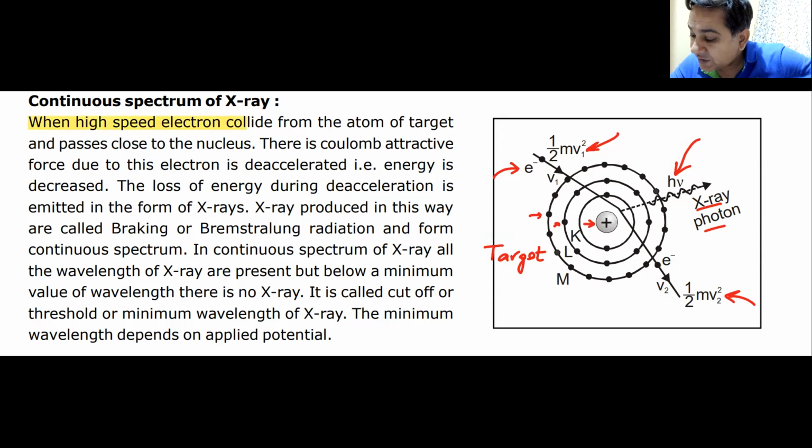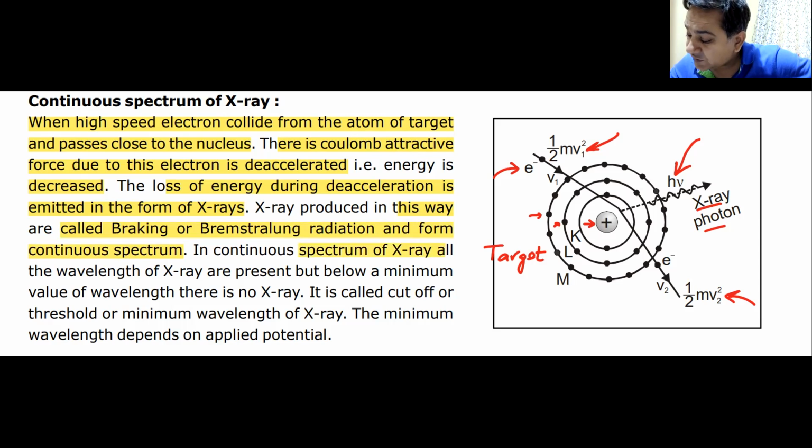When high-speed electrons collide with the atom of the target and pass close to the nucleus, there is a Coulomb attractive force due to which the electron is decelerated. The energy is decreased. The loss of this energy during deceleration is emitted in the form of X-rays. The X-rays emitted in this way are known as braking or Bremsstrahlung radiation and form a continuous spectrum. So you can call this by all these three names.